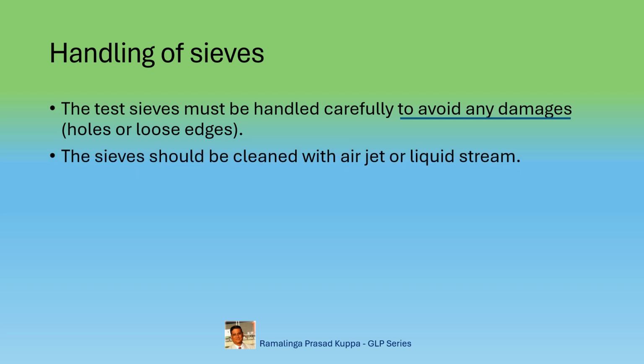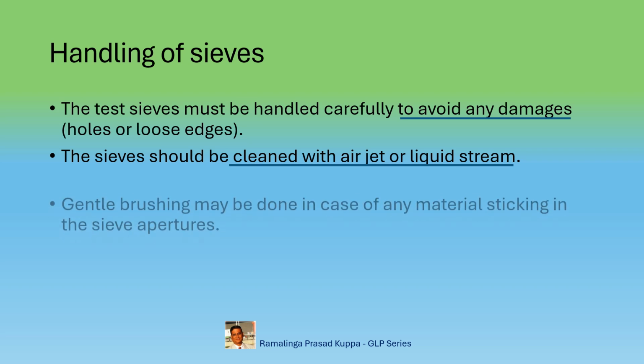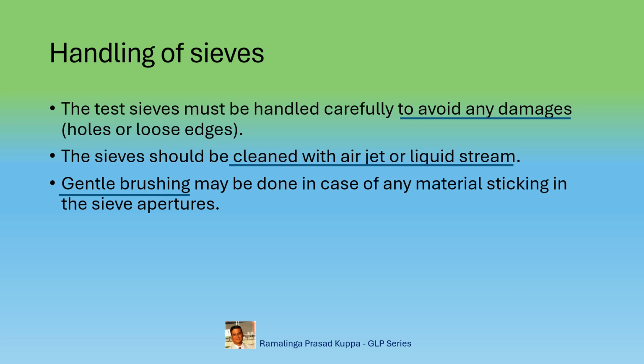The sieves should be cleaned with air jet or liquid stream. After analysis, it is easier to blow air through the sieves to clean them from remnants of the previous product. Water wash can also be done in case the remnant particles are water soluble. Gentle brushing may be done in case of any material sticking in the sieve apertures, if the sticking material could be cleaned off with a mild brushing.